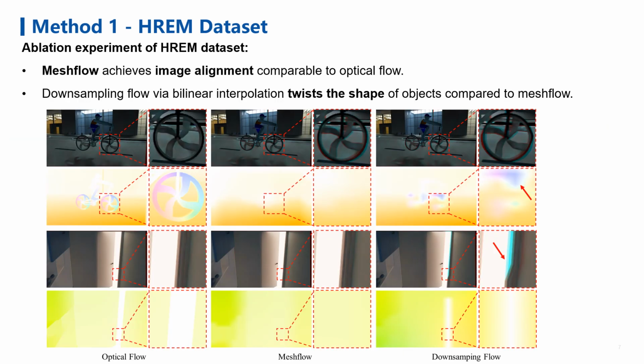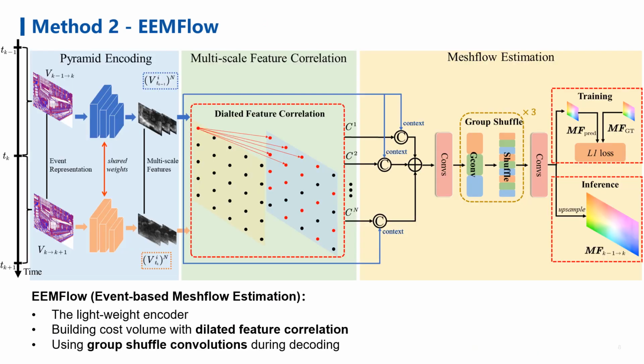We make an ablation experiment on the HREM dataset. Meshflow achieves image alignment comparable to optical flow, but downsampling flow twists the shape of objects. The second part of our work is to build an efficient event-based Meshflow network, called EMFlow. It is designed with minimal computational overhead by employing a lightweight encoder, building cost volume with dilated feature correlation, and using group shuffle convolutions during decoding.